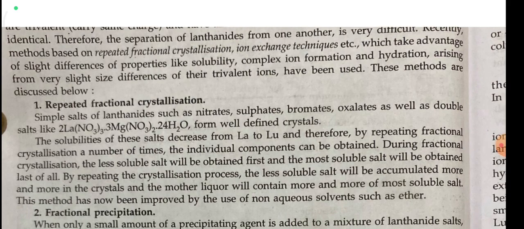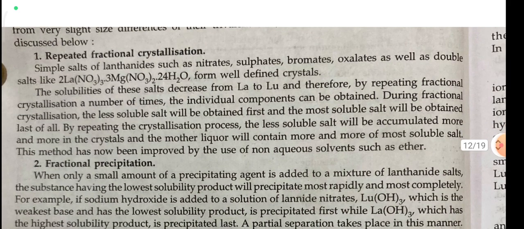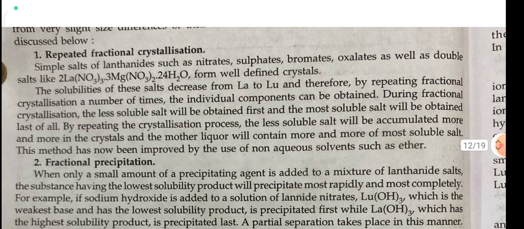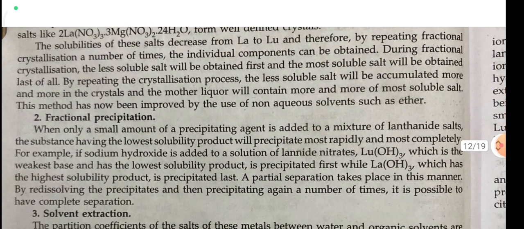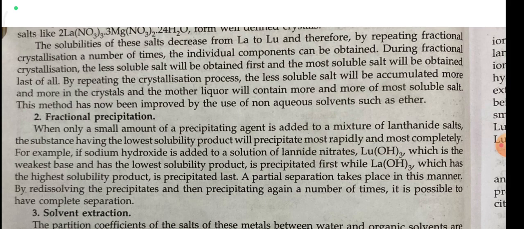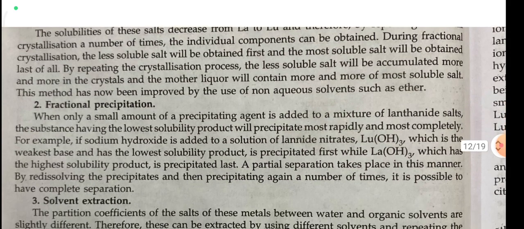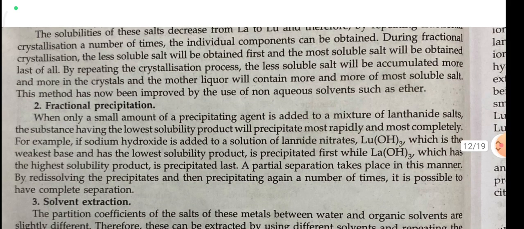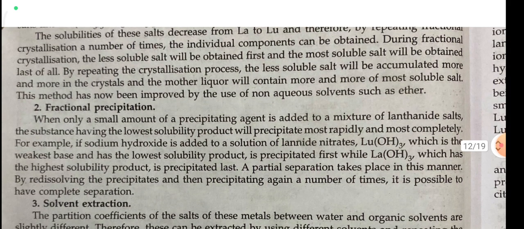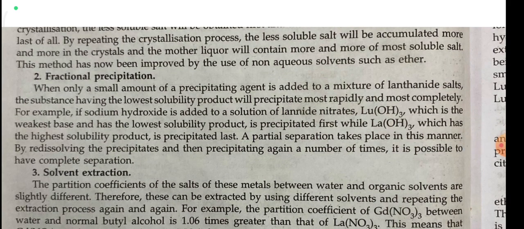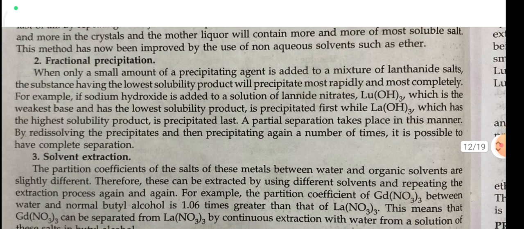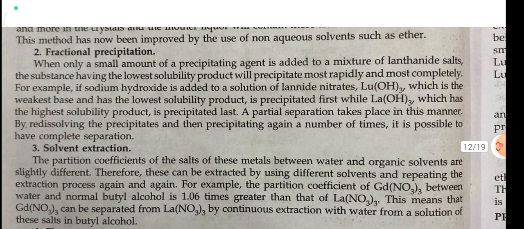Repeated fractional crystallization. Simple salts of the lanthanides such as nitrate, sulfate, bromate, oxalate as well as double salts form well-defined crystals. The solubility of the salt decreases from lanthanum to lutetium, and therefore by repeating fractional crystallization a number of times the individual components can be obtained. During fractional crystallization, the less soluble salt is obtained first and the more soluble last. By repeating the crystallization process, the less soluble salt accumulates more and more in the crystals, and the mother liquor contains more and more of the soluble salt. This method has been improved by the use of non-aqueous solvents such as ether.